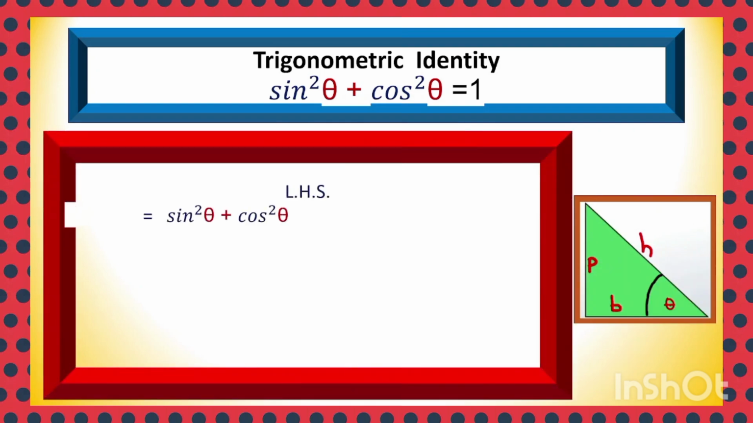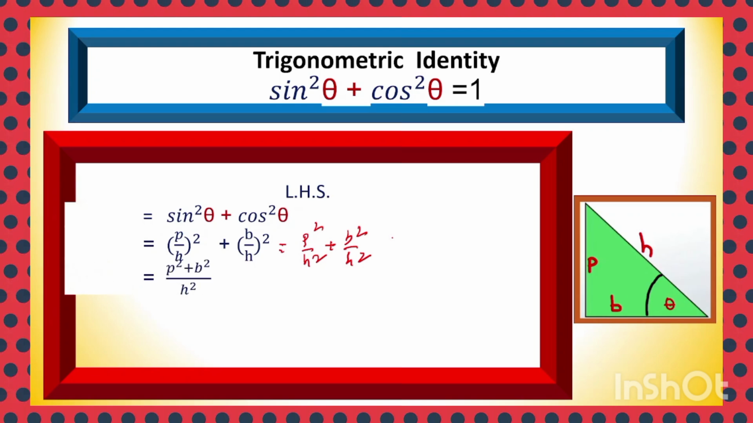We can write sin square theta plus cos square theta, and you know sin theta is p by h, cos theta is b by h. So it will be (p by h) whole square plus (b by h) whole square. After removing the brackets, we can write p square by h square plus b square by h square. After taking the LCM, we get (p square plus b square) by h square.